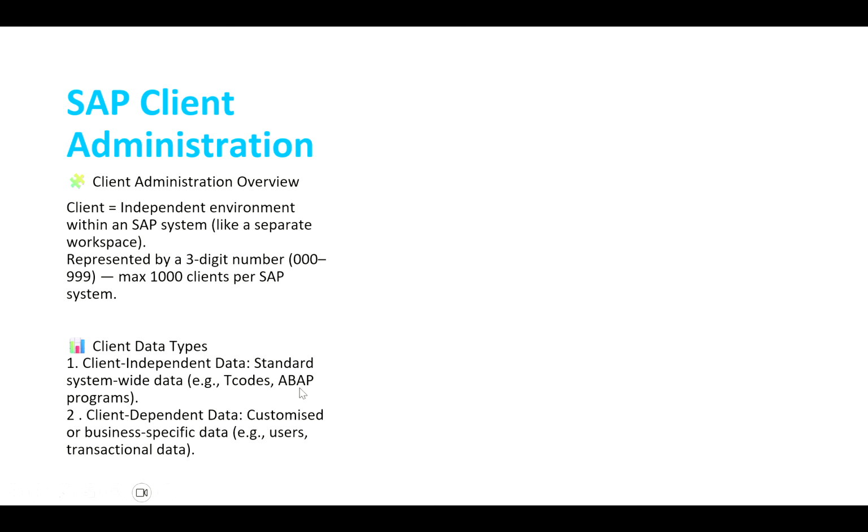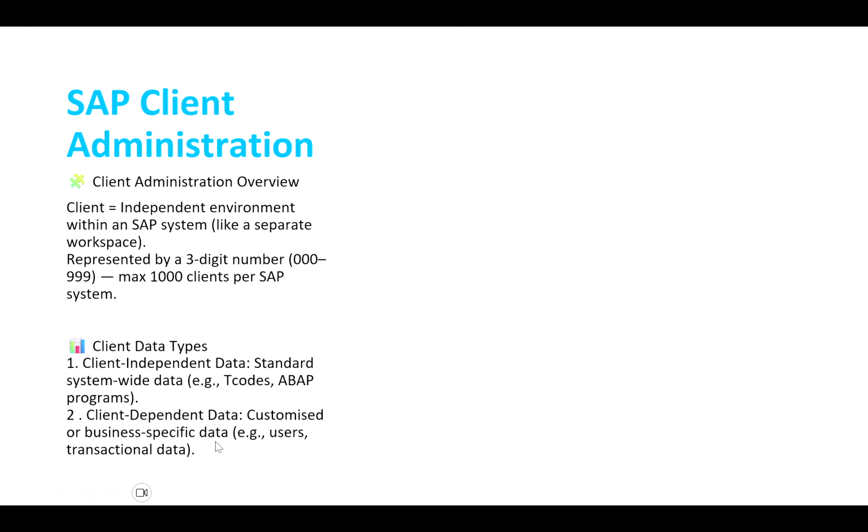So if you want to change any ABAP programs and standard T codes, all will be stored in client independent data. The second one is client dependent data. This client is dependent on this data, like customized or business specific data. As I told you earlier, this is standard and this is customized. Not only users and transactional data, T codes also they will be creating as per their wish. Users also.